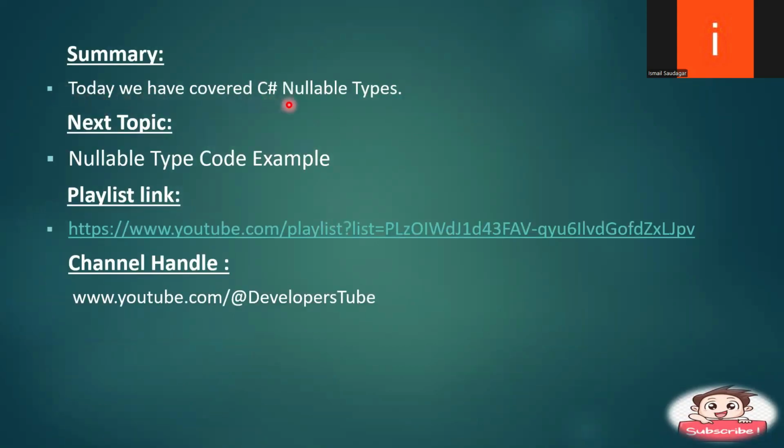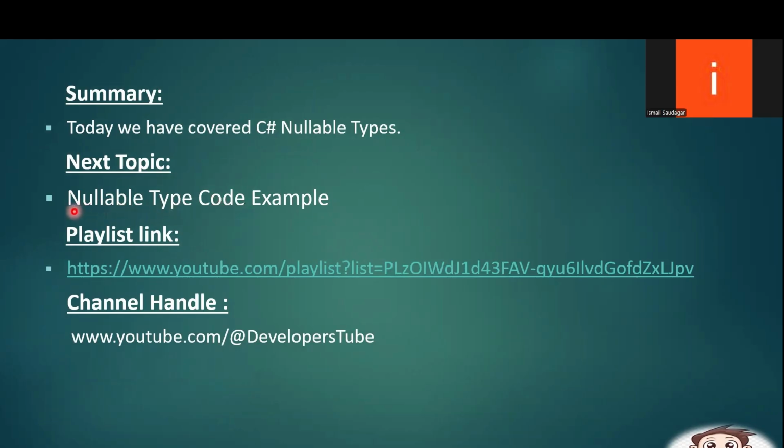So today we have covered C# nullable types. In our upcoming video, I will explain a nullable type code example.